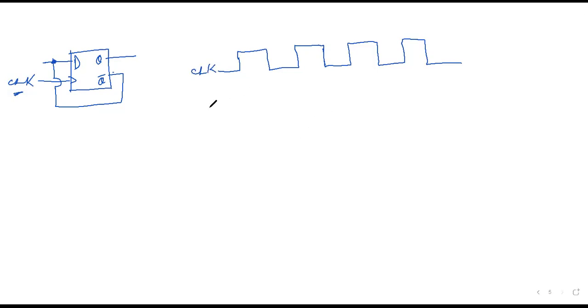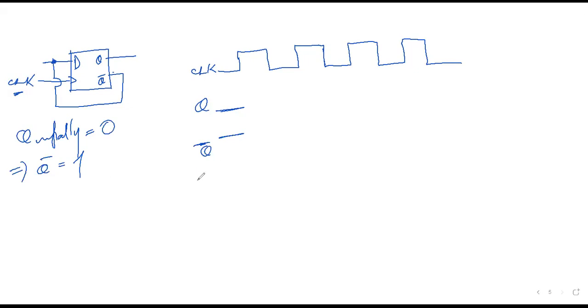Now, suppose my Q initially is a 0. It means my Q bar initially is a 1, because Q bar is the complement of Q. Suppose my Q initially is equal to 0. This means Q bar is equal to a 1.